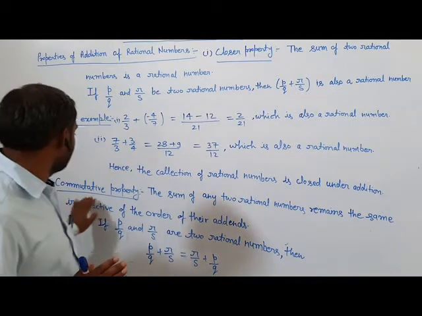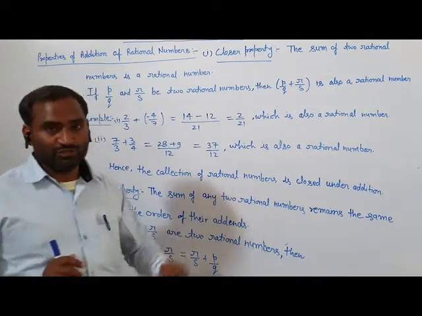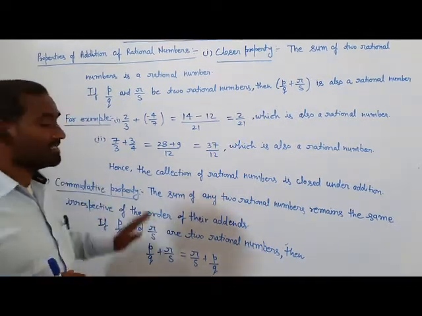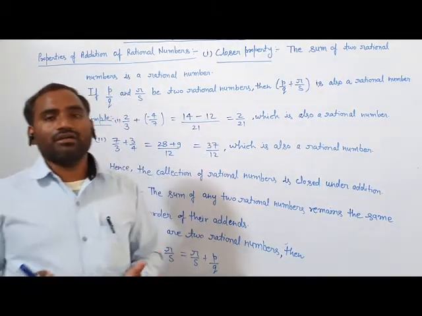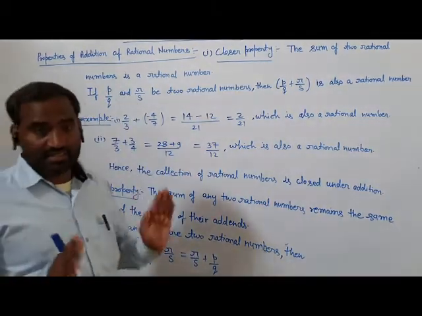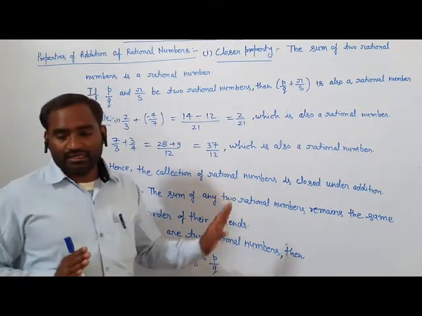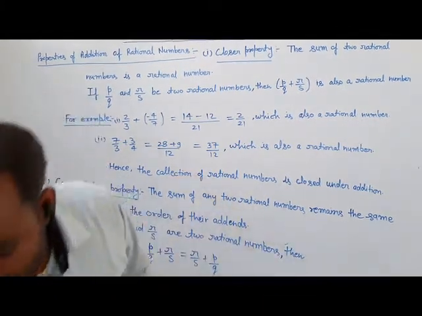This is the commutative property. Commutative property means if we add two rational numbers by changing the order, the answer remains the same. We prove it by taking an example.